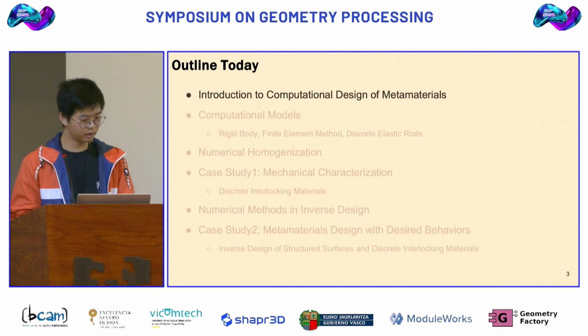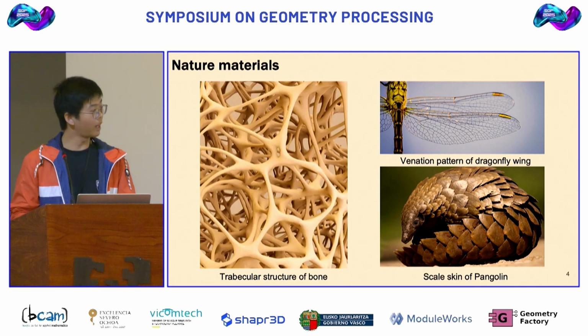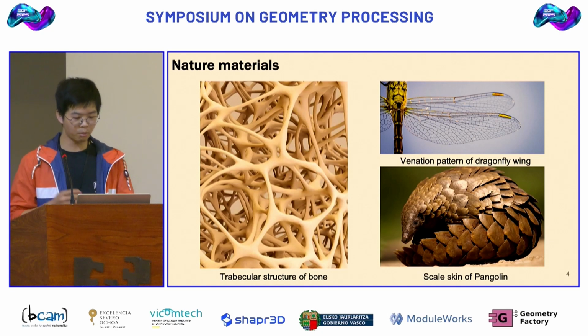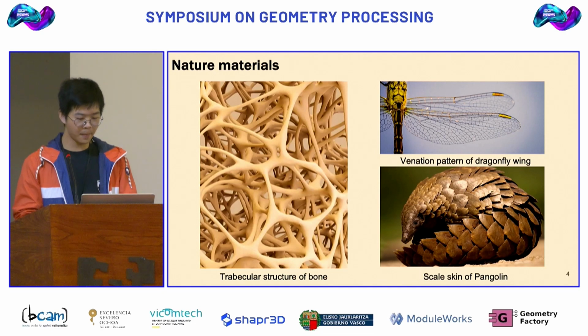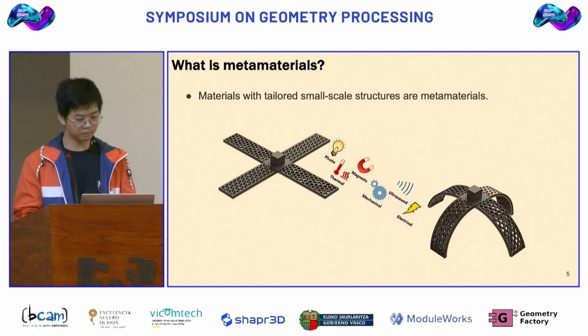Okay, so let's start. Nature holds infinite examples of materials with exceptional flexibility, strength, and durability. Trabecular structure of bone can provide good balance of strength and toughness. The venation pattern of dragonfly wing provides perfect strength, flexibility, and aerodynamic performance. And the pangolin scale skin provides optimum flexibility and protection. And all of these organic materials continue to inspire material and mechanical engineering to build new materials.